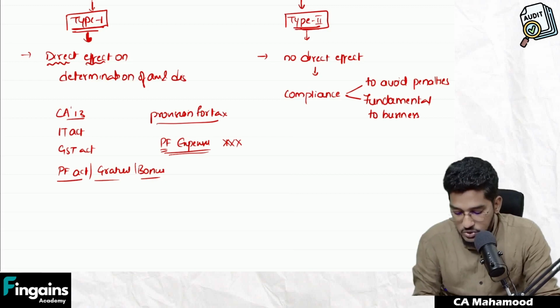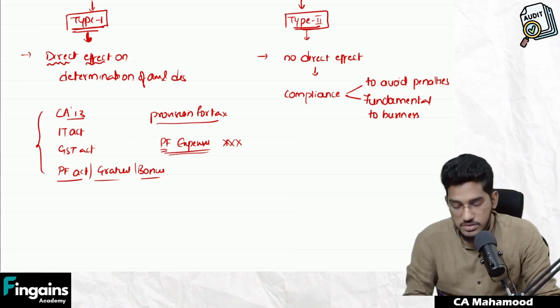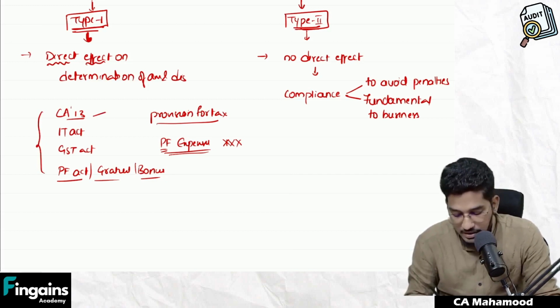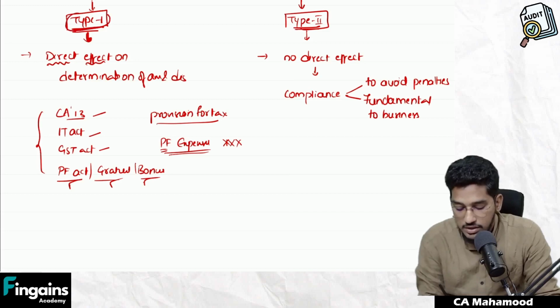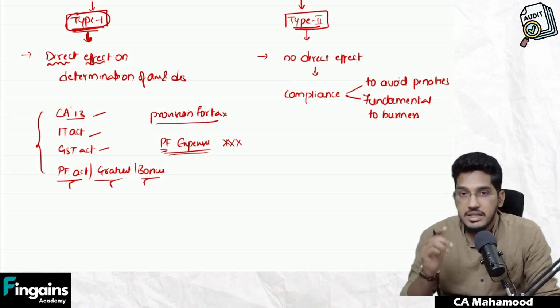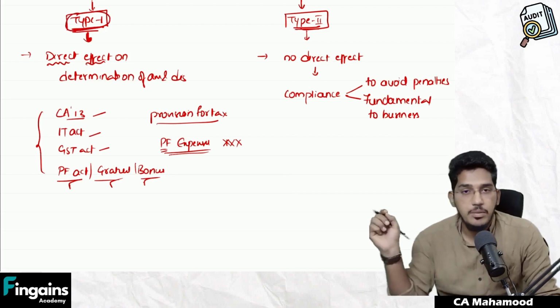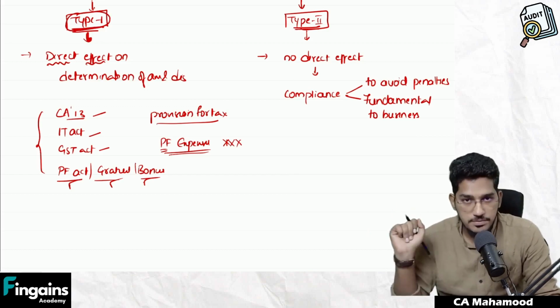So a few examples of type 1 laws and regulations which have a direct effect on determination of amounts and disclosures in the financial statements are Companies Act, Income Tax Act, GST Act, employee payment related acts like PF Act, Gratuity Act, Bonus Act. These all will fall under type 1. Why? Because they have a direct effect on determination of amounts and disclosures in the financial statements.